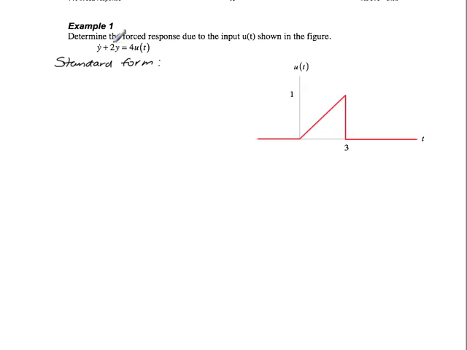So we divide through by the coefficient in front of y. This gives us 1/2 y dot plus y is equal to 2u of t. So this is tau y dot plus y is equal to k u of t. For future use, we recognize that the static gain k is 2 and the time constant tau is 1/2.